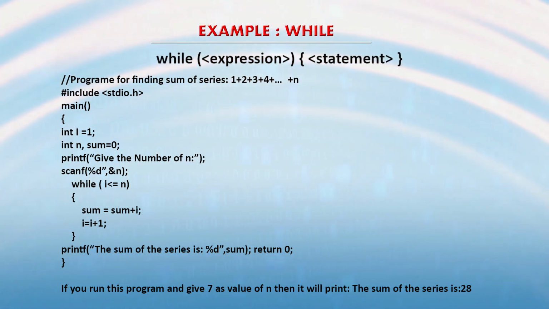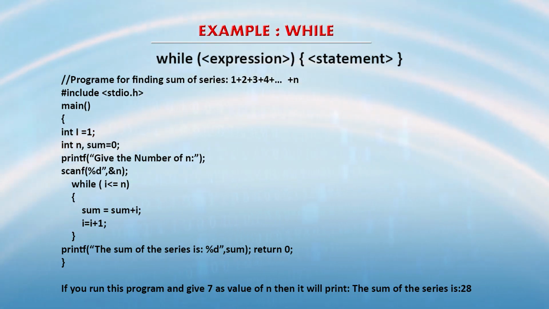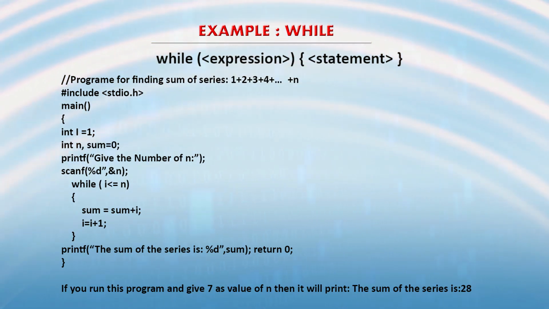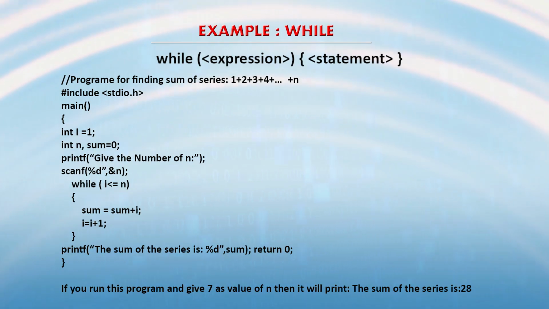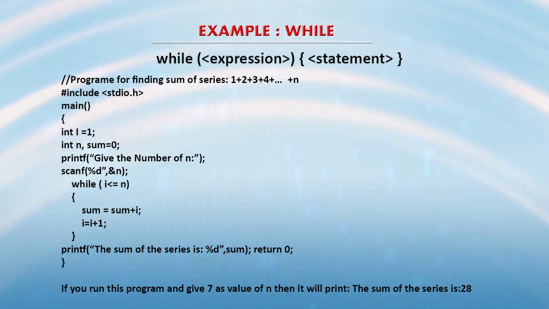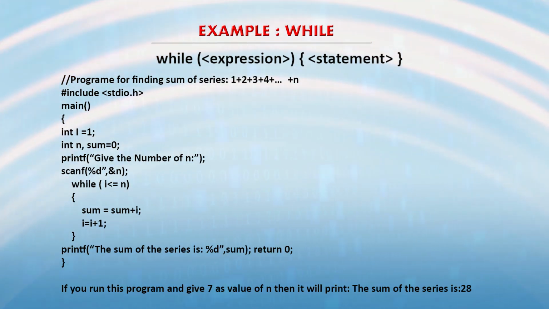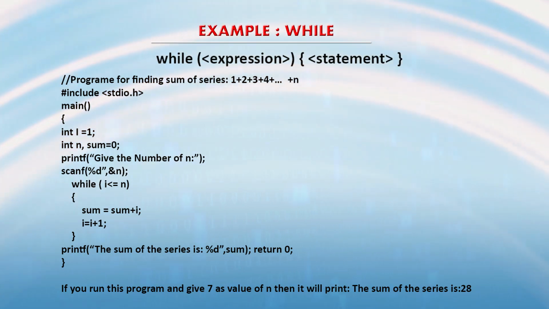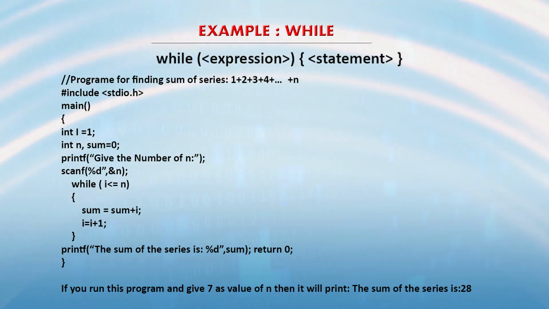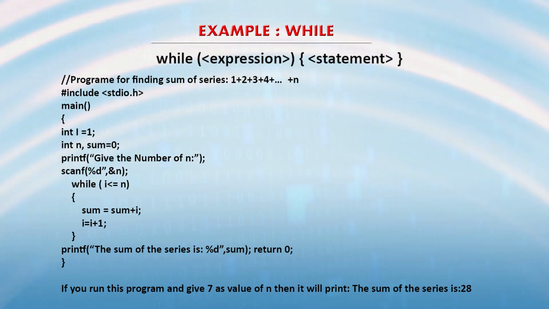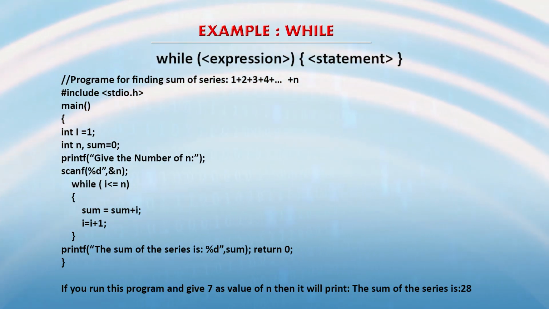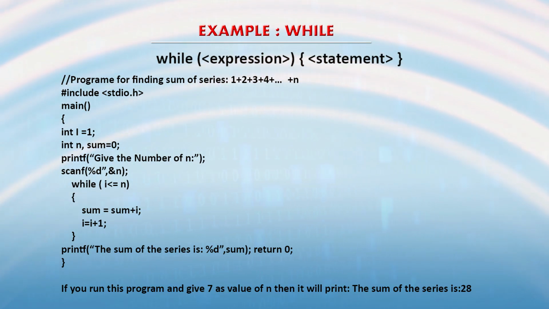Now when i is less than or equal to n, i is initialized to 1 and 1 is less than or equal to 3. Say n entered by the user is 3. So sum is equal to sum plus i. The initial value of sum is 0, so sum is equal to 0 plus 1. So 1 will be the new value of sum, and i will be incremented to i plus 1, that is, the new value of i is equal to 2.